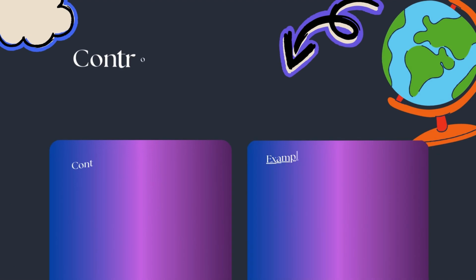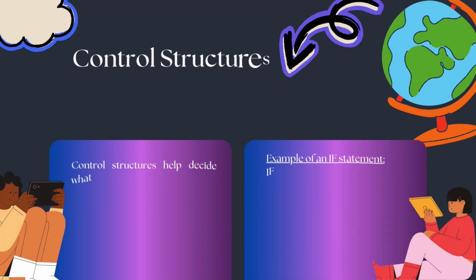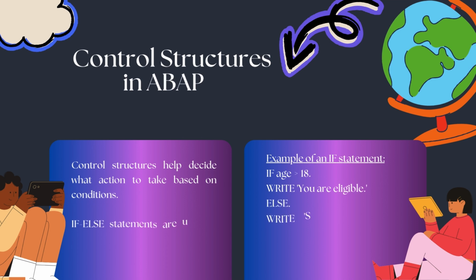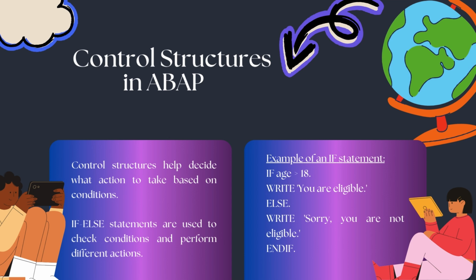Next, let's talk about control structures. In simple terms, control structures allow us to control the flow of the program. If we want to do something based on a condition, like if a person's age is over 18, let them into the system, we use IF statements.